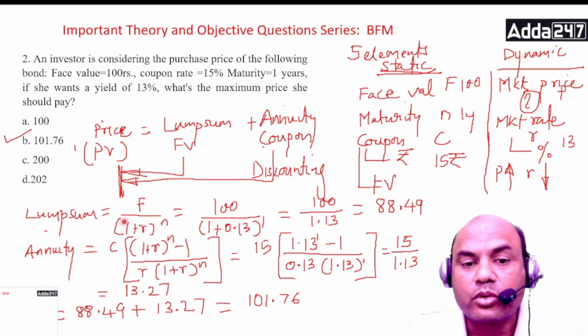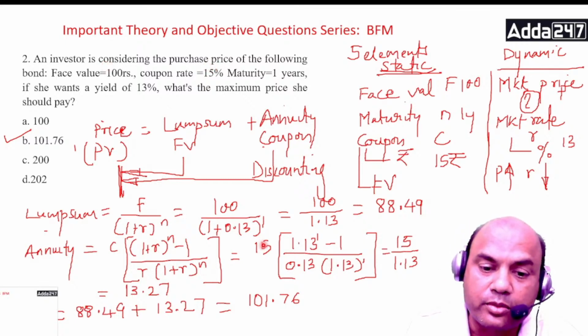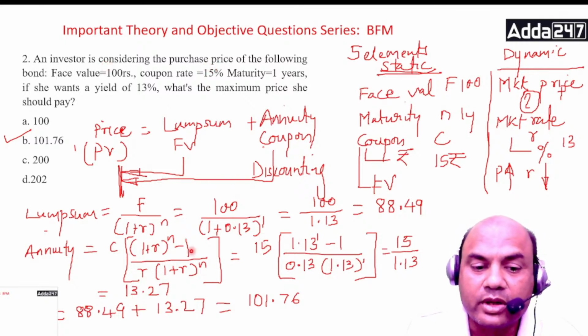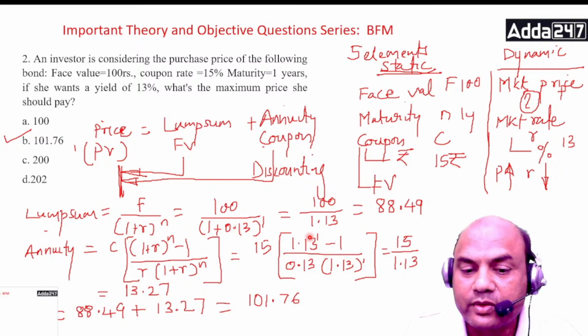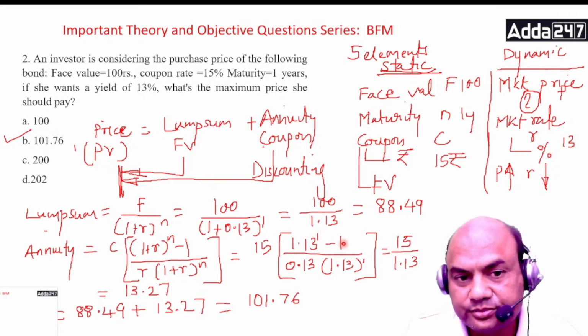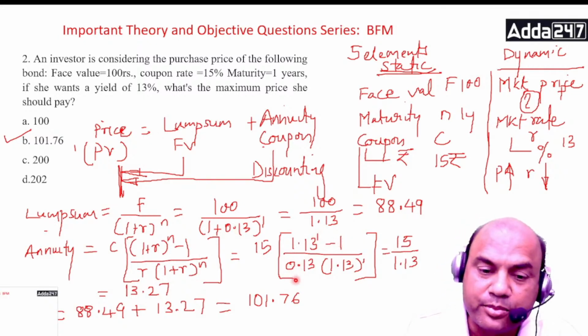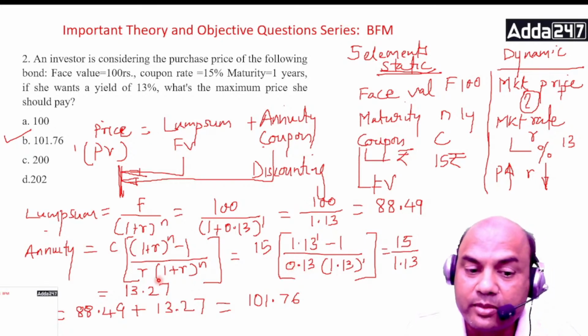So C is what? Coupon, 15% on 100, so 15 rupees. 15 into 1 plus R raised to N, so that is the same 1.13 raised to N, the same one which we got earlier, 1.13, minus 1, upon R is 0.13 into again 1 plus R raised to N, 1.13 raised to 1.